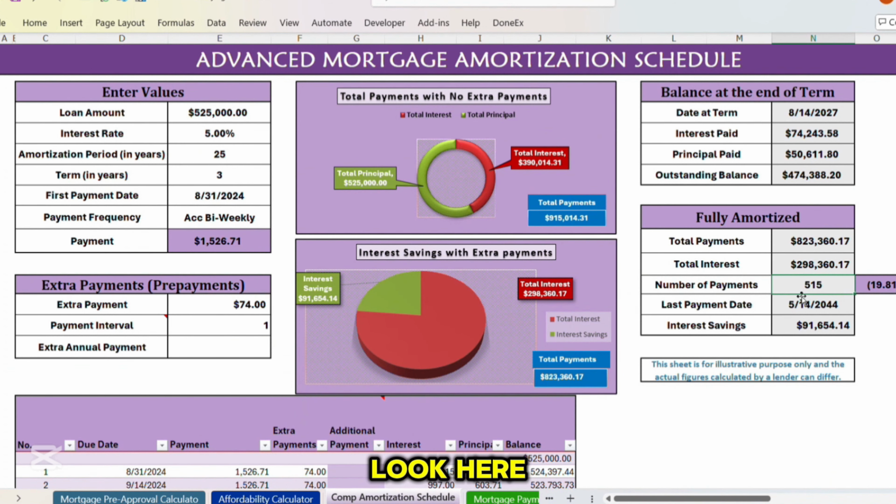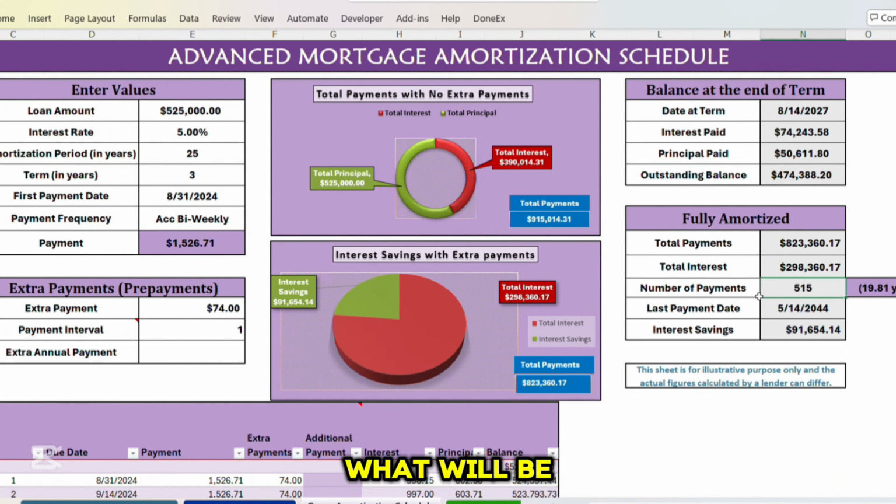And just have a look here. What will be the time saving over here? The 25 years mortgage will be paid off in lesser than 20 years.